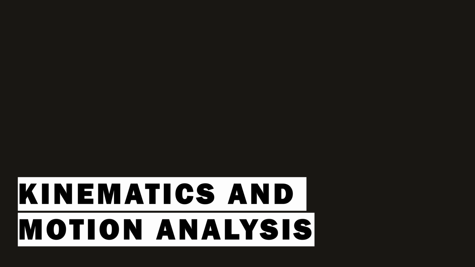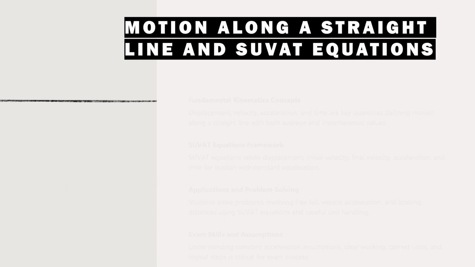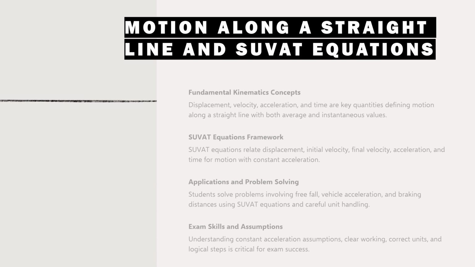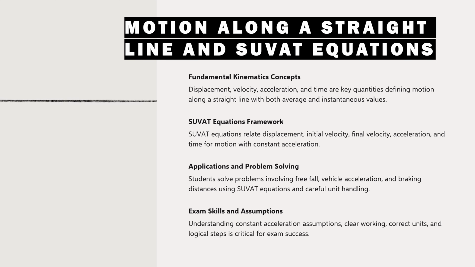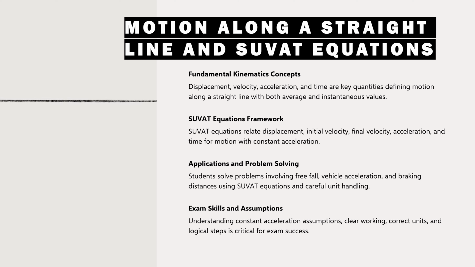Motion along a straight line and SUVAT equations, interpreting displacement-time and velocity-time graphs. Velocity is defined as the rate of change of displacement, while acceleration is the rate of change of velocity. For motion with constant acceleration, the SUVAT equations provide a powerful mathematical framework linking displacement, s, initial velocity, u, final velocity, v, acceleration, a, and time, t.